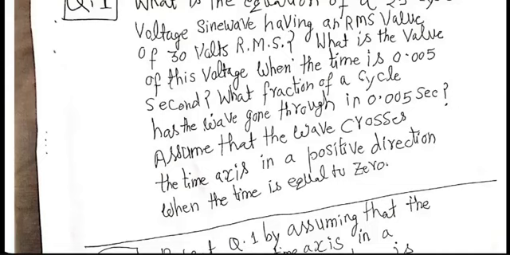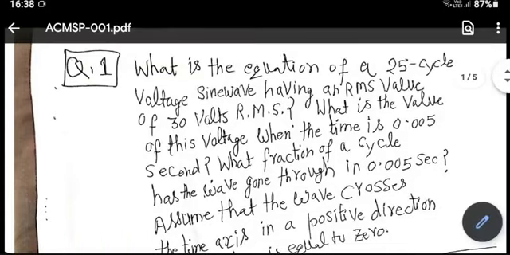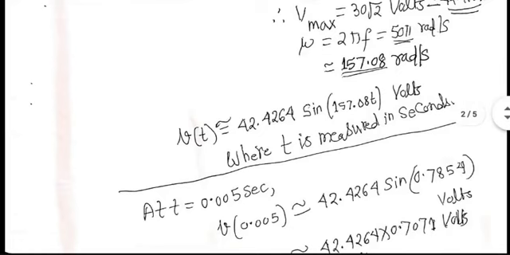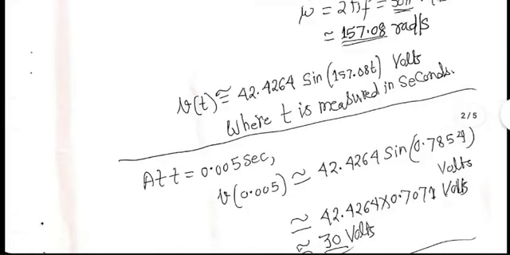Anyway, assuming that that equation is correct, what is the rest of the story? What is the value of this voltage when time is 0.005 seconds? That is easy to figure out. Once you have the equation, it's a matter of substituting small t equal to 0.005. So it turns out to be 30 volts. You can check it out.